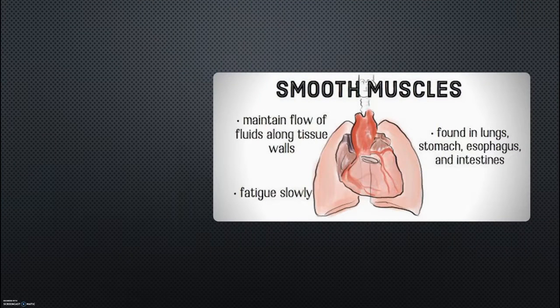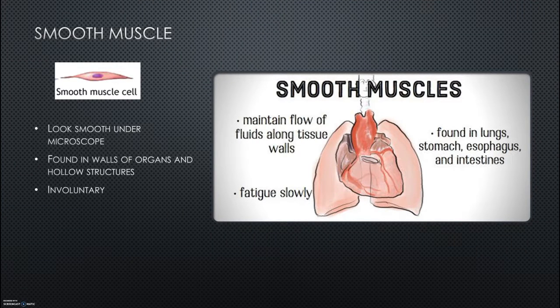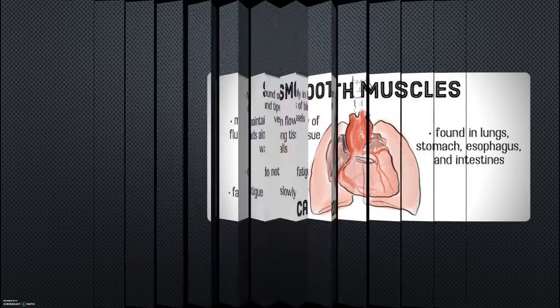First, let's talk about smooth muscle cells. Smooth muscle cells look smooth under a microscope, hence their name. And they're found in the walls of some organs and hollow structures, such as your lungs. They help your lungs to expand and contract so that you can breathe in that nice fresh air. Smooth muscle cells, remember, are one of those involuntary muscles. You don't have to think about breathing, you just do it.